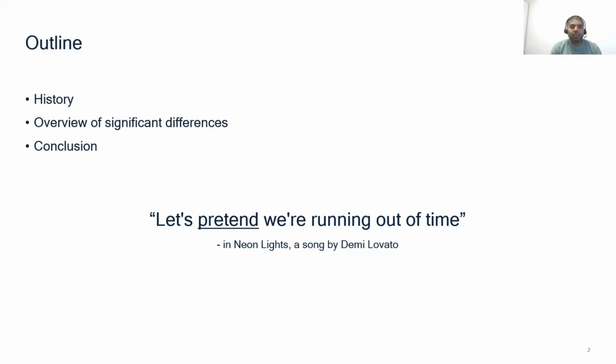So in this presentation, I will briefly talk about the history of SCMS, including the CAMP specification and the 1609.2.1. I will also go over the significant differences between the two specs and then finally conclude.